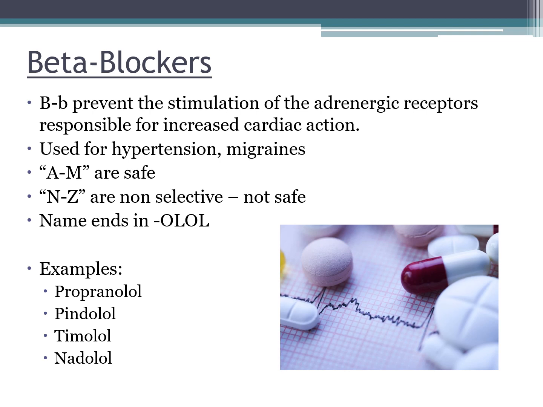Beta blockers. Beta blockers prevent stimulation of the adrenergic receptors responsible for increased cardiac action. So a lot of people who have hypertension or migraines are given beta blockers. A to M are safe, N to Z are non-selective and not safe. When the name ends in olol, example, propranolol, pindolol, timolol, nadolol.